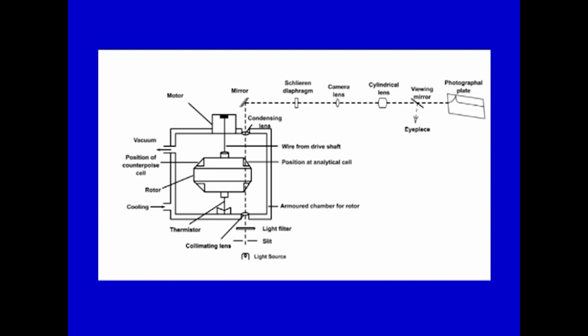There is a temperature sensor, and this rotor is a solid rotor with two holes where a counterpoise cell and the analytical cell could be placed. Below the rotor, at another tip, there is a wire or a thermistor which senses the temperature. There is a well-placed optical system which passes through the analytical cell and analyzes the sample, the sedimentation characteristics, or different applications, as the experiment is going on.